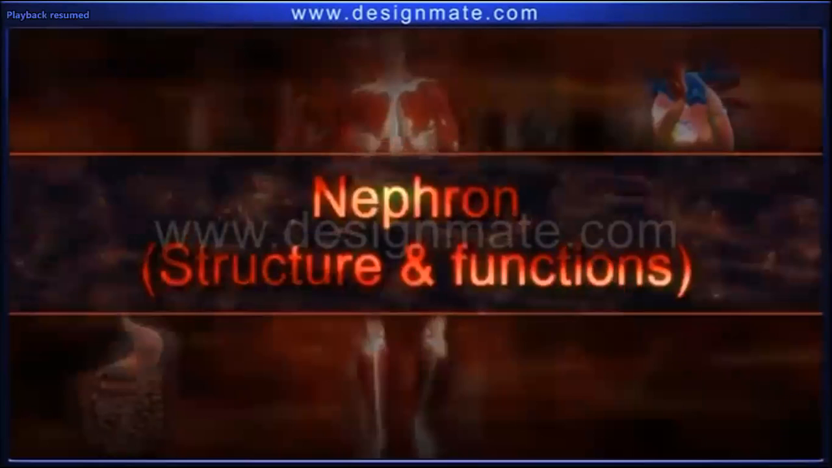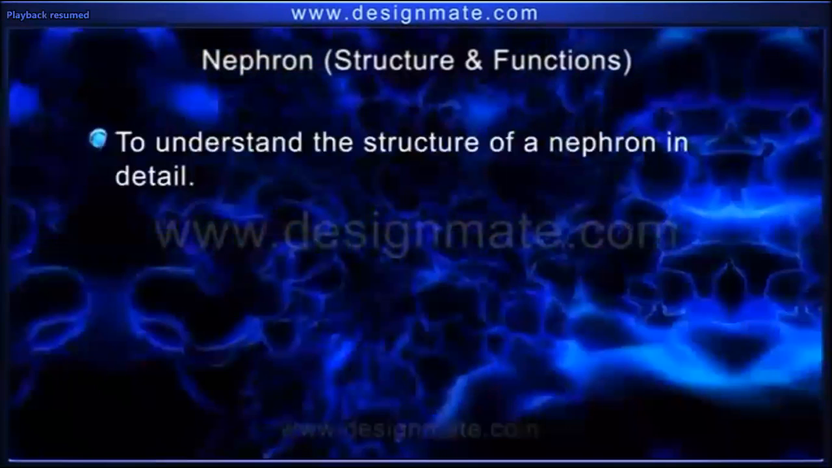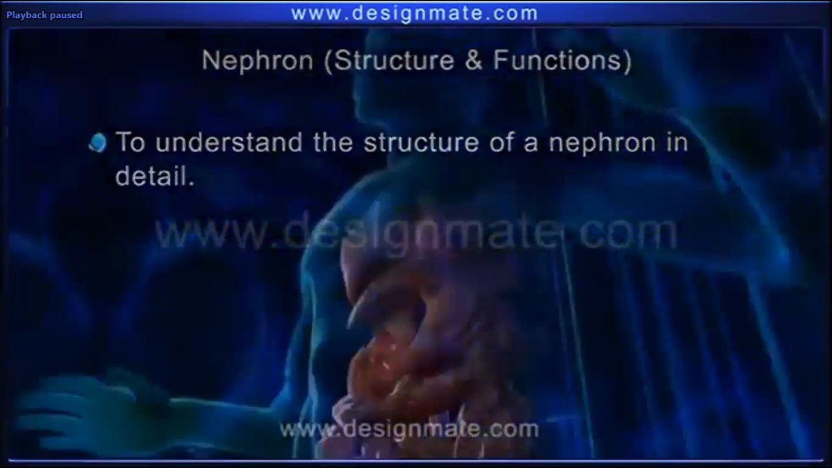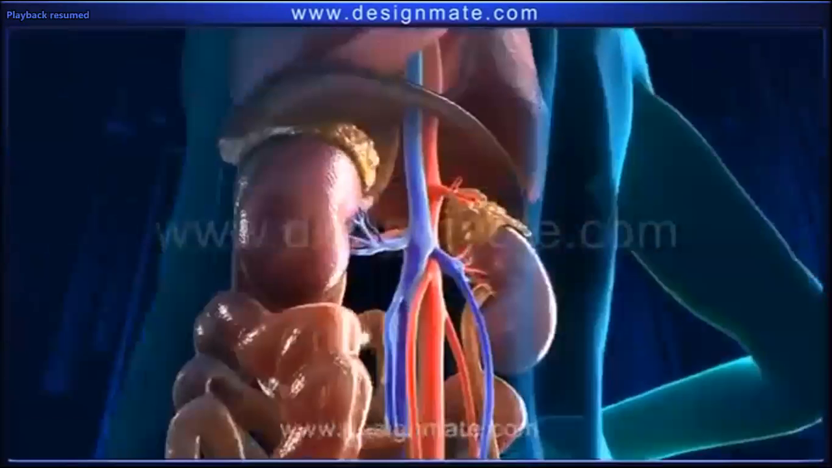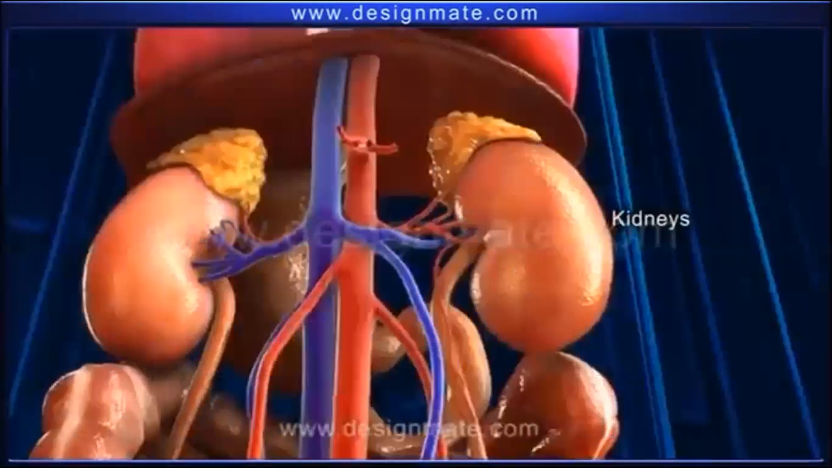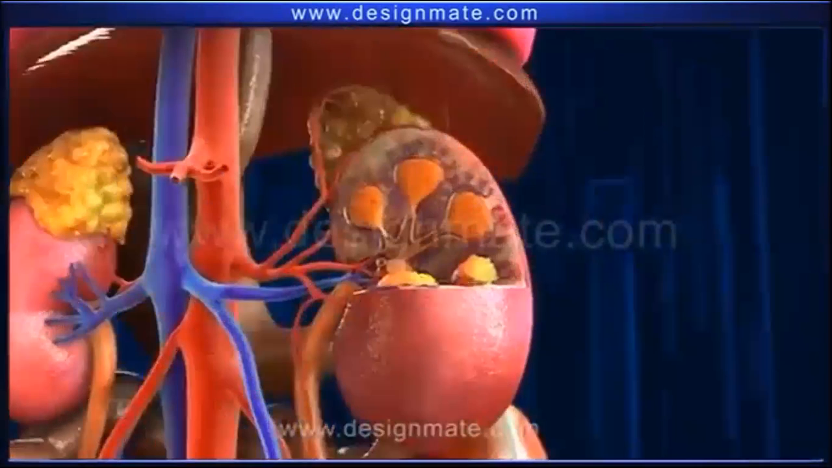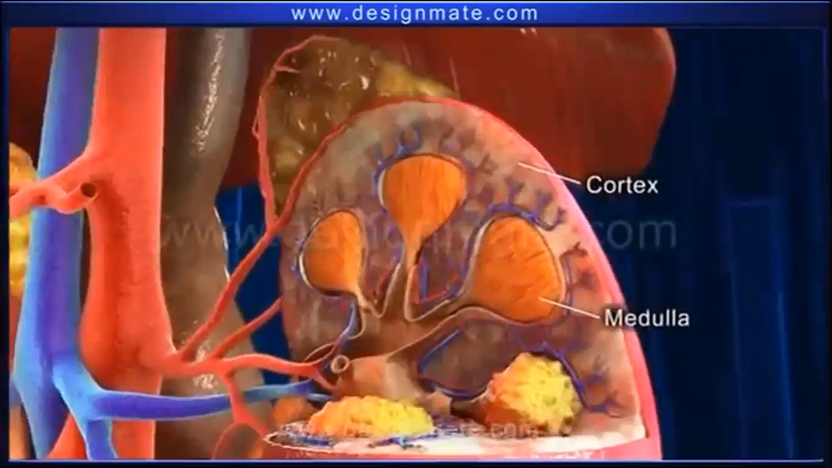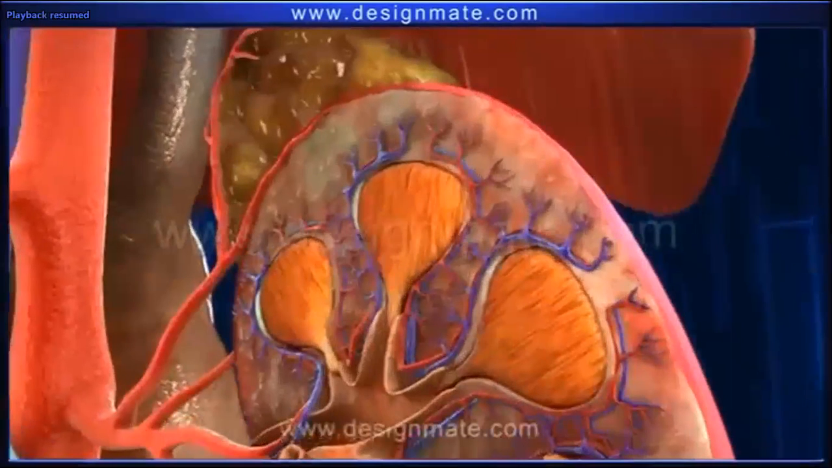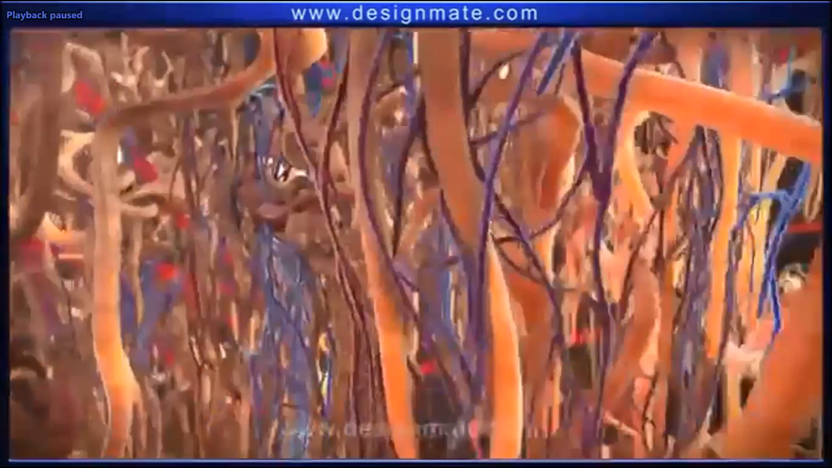Today we are going to discuss the structure and functions of the nephron. To understand the structure of the nephron in detail, dear students, the excretory system in human beings consists of a pair of kidneys. A longitudinal section of the kidneys shows two prominent regions, a cortex and medulla. If we zoom into the cortex region, millions of nephrons are present.